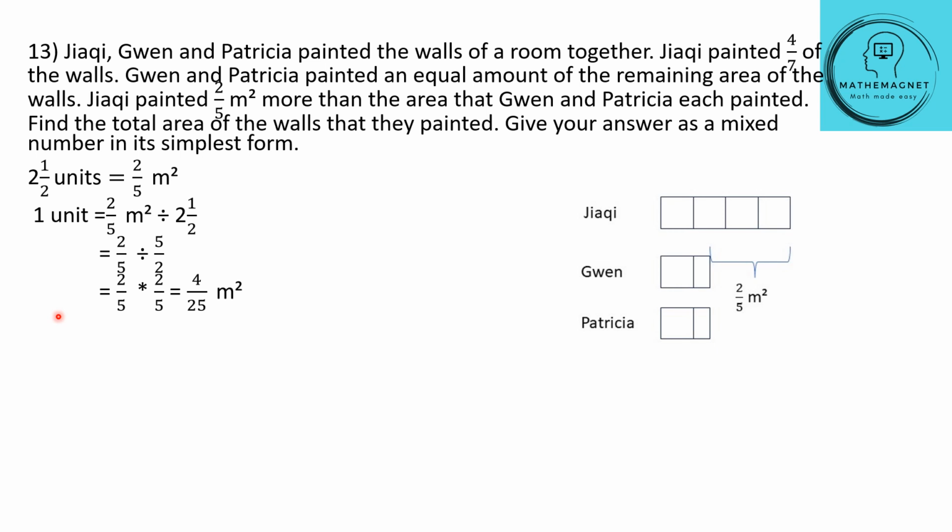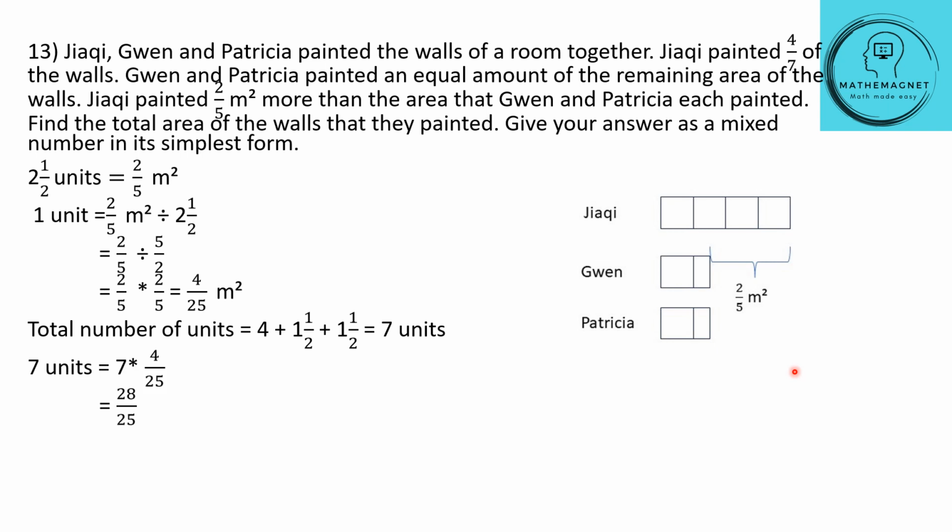Now the question is to find the total area of the wall that they painted. So now we know the total area of the wall is 7 units. How 7 units? It is 4 plus 1.5 plus 1.5, which is equal to 7 units. Total number of units will be 7. So 1 unit is 4 by 25 meters square. 7 units will be 7 into 4 by 25, which is equal to 28 by 25. This can be rewritten as 1 3 by 25 meters square. So this is the total area of the wall as a mixed number.